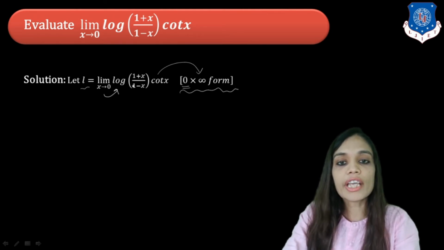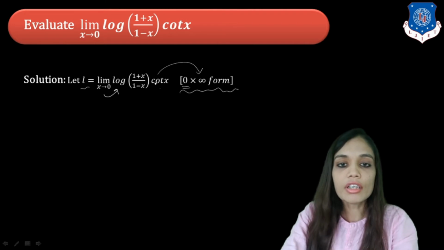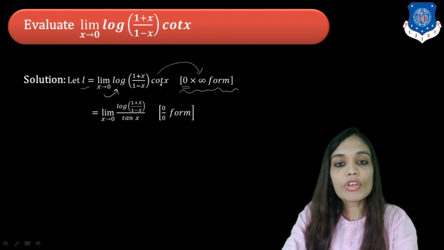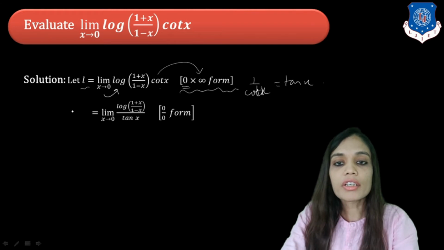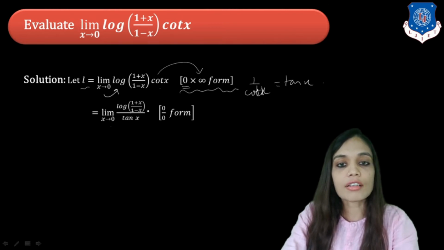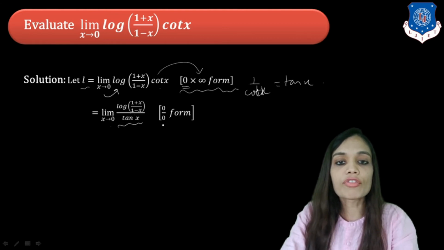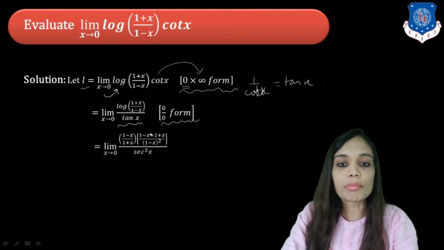So again we have to take log or cot in the denominator. But before I just said that we cannot take log in the denominator. So we will proceed by taking cot x in the denominator. But we know 1 upon cot x will be equal to what? tan x. So what will be the L finally? L will be equal to limit x tends to 0 log of (1 plus x) upon (1 minus x) upon tan x. And suppose if we put x tends to 0, now we will get 0 by 0 form. So now we can apply our L'Hopital's rule.